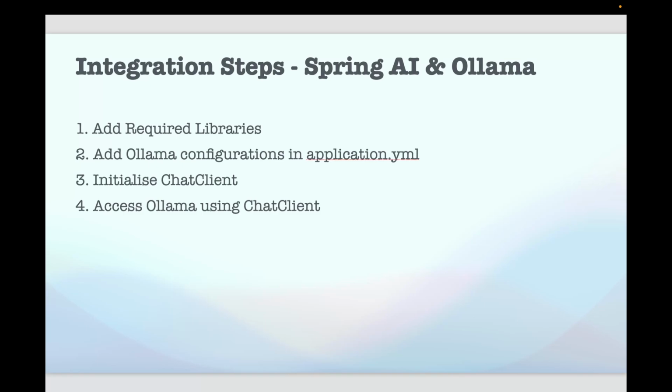In order to integrate Spring AI with Ollama, there are four steps we need to follow. One is we need to add the required libraries to the Spring Boot project. Second, we need to provide some configurations in the application.yml file. Then in the controller, initialize the chat client. So using the chat client, we will access Ollama.